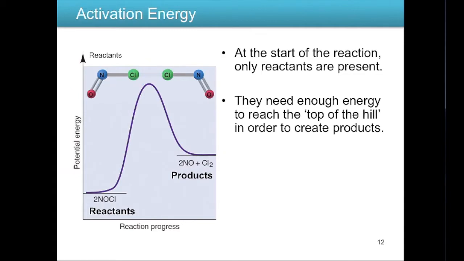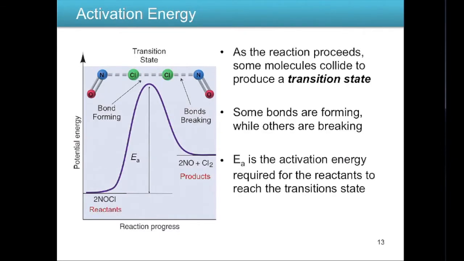Initially we only have reactants. Here's our reactant 1, here's our reactant 2, and as they come together, as they collide, we get this transition state, or activated complex. As you can see at the top, we have bonds forming and bonds breaking, but the activated complex is both of those molecules together for a fraction of a second as this rearrangement occurs, as some bonds are breaking and some bonds are forming.